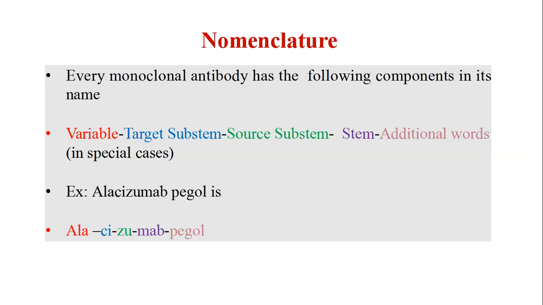So in case of elafibranor pegol, pegol is the additional word. Here you can see the red one, ela, is the variable part. Then bra is the target substance. Then Zu is the source substance. mAb is the stem, meaning monoclonal antibody. And pegol is the additional word.